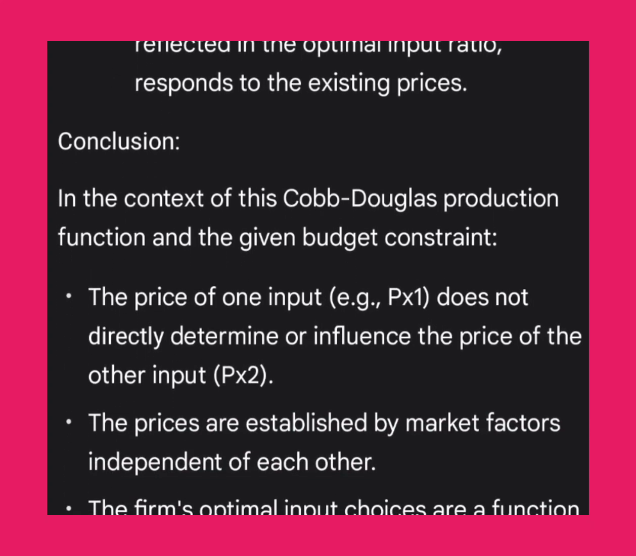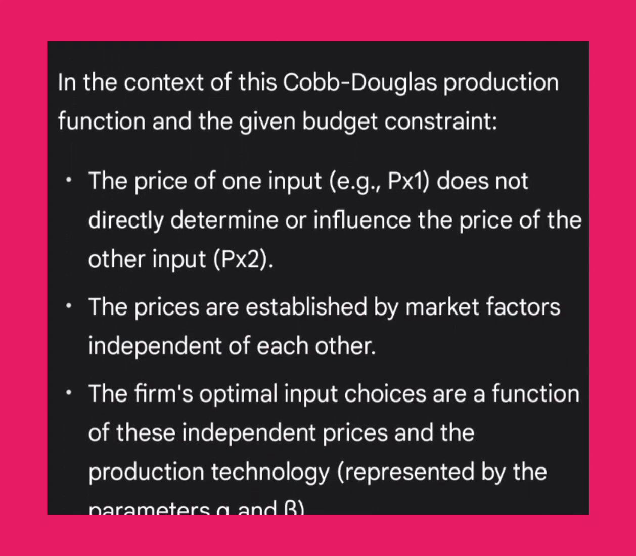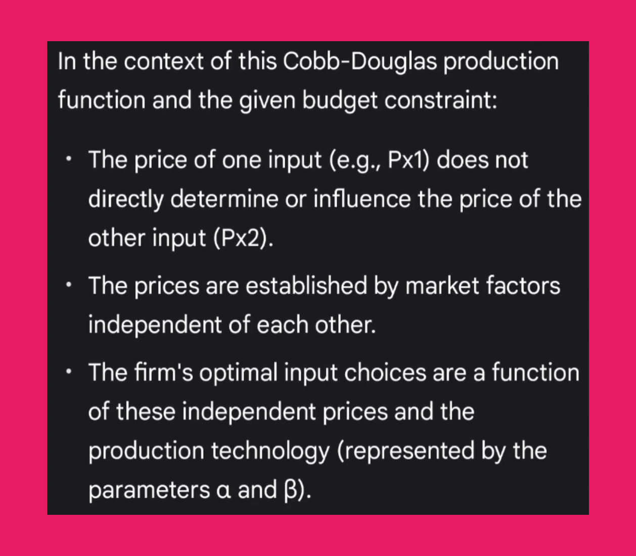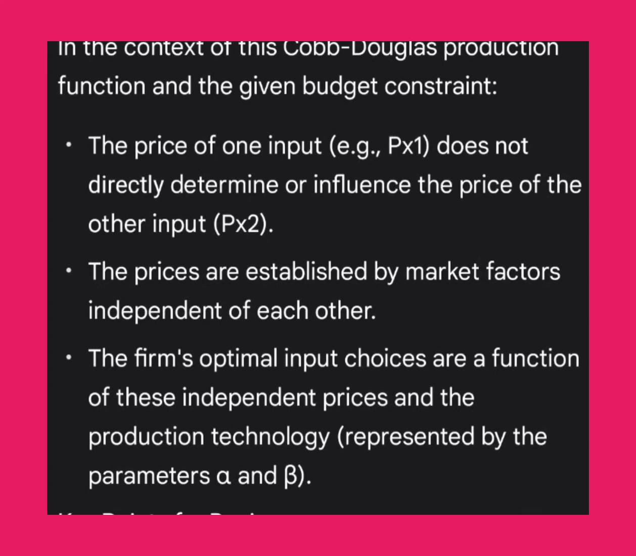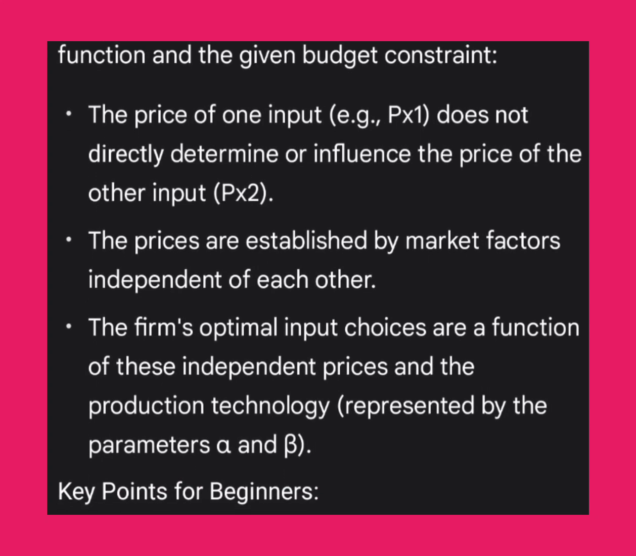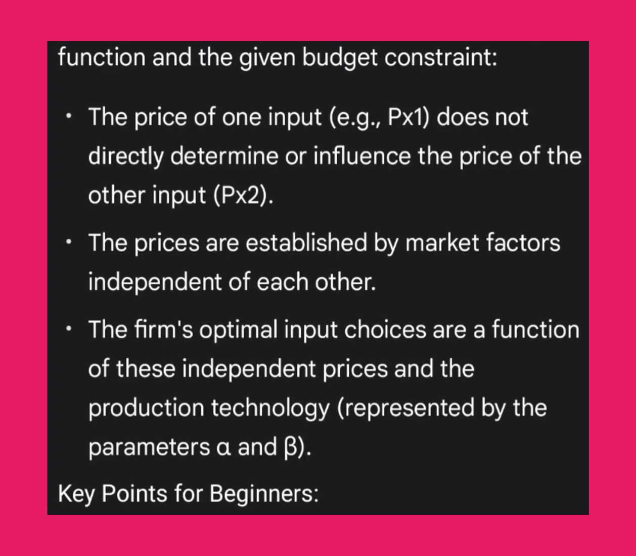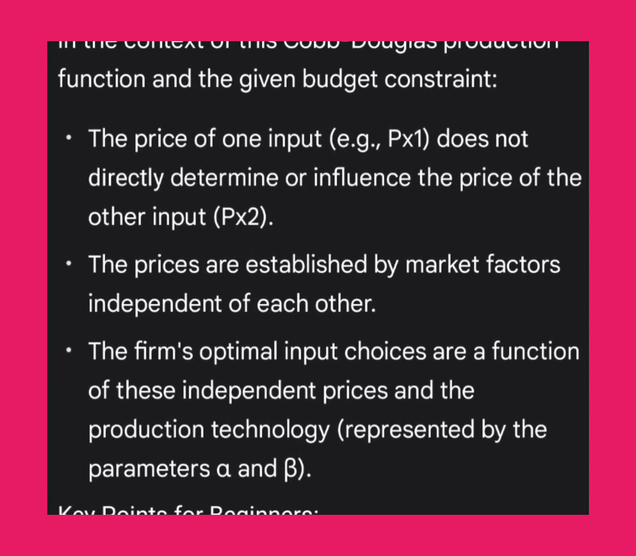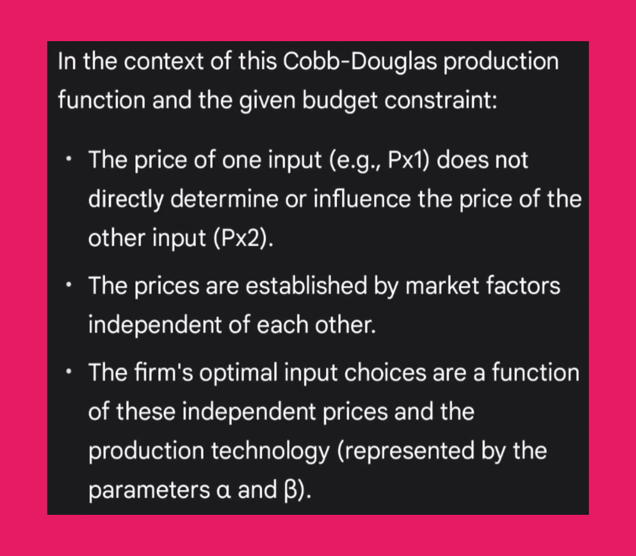Conclusion. In the context of this Cobb-Douglas production function and the given budget constraint, the price of one input, e.g., Px1, does not directly determine or influence the price of the other input, Px2. The prices are established by market factors, independent of each other. The firm's optimal input choices are a function of these independent prices and the production technology, represented by the parameters alpha and beta.